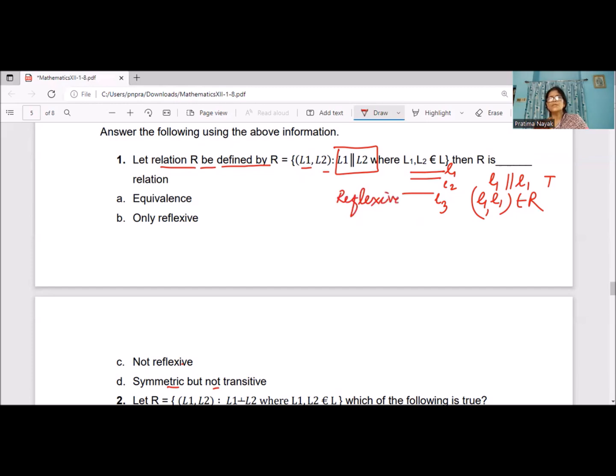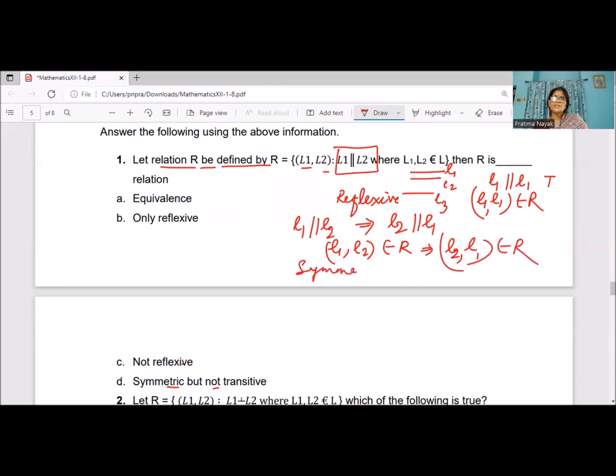Then coming to symmetric. How to test symmetric? If line L1 is parallel to L2, does it mean that L2 is parallel to L1? Yes. So whenever (L1, L2) belongs to R, this implies that (L2, L1) also belongs to R. So it will be symmetric. This is reflexive and symmetric.